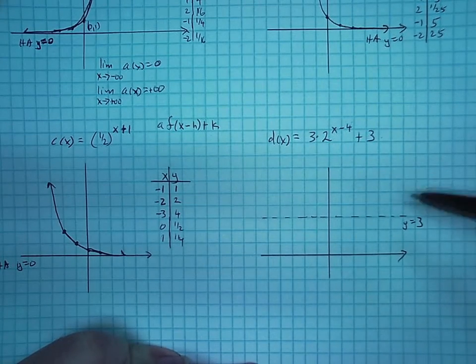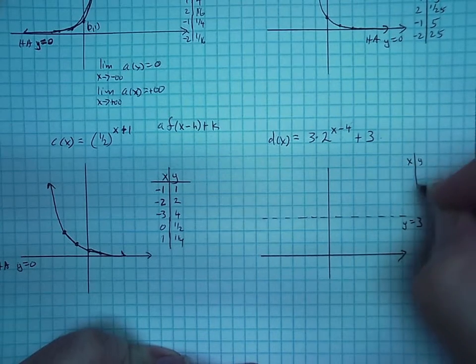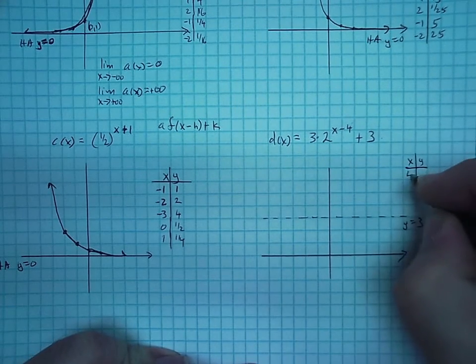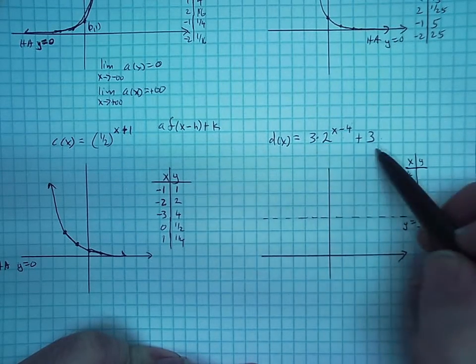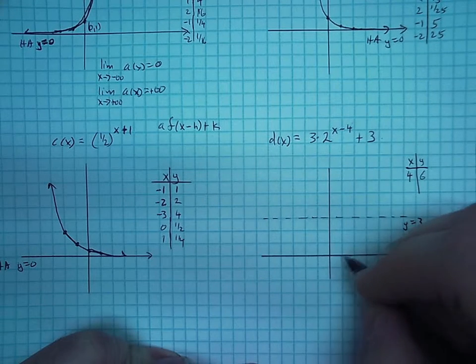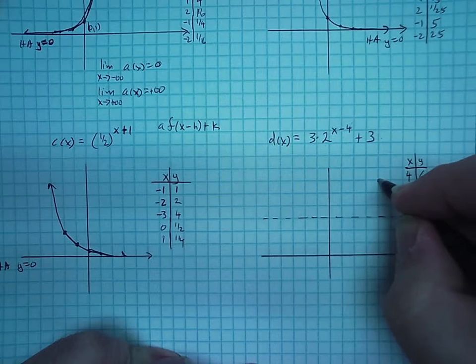Now I need a couple points to put my graph in here. Again, I'm going to start with the one that makes the exponent 0. So 4. When I stick in 4, this becomes 2 to the 0, which is 1. Times 3 is 3, plus 3 is 6. So 1, 2, 3, 4, and 1, 2, 3, 4, 5, 6.